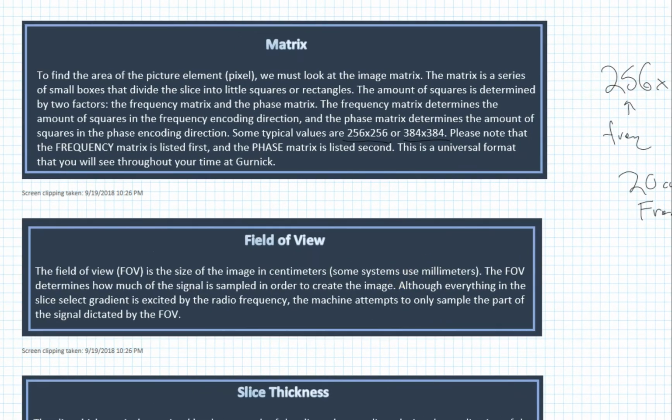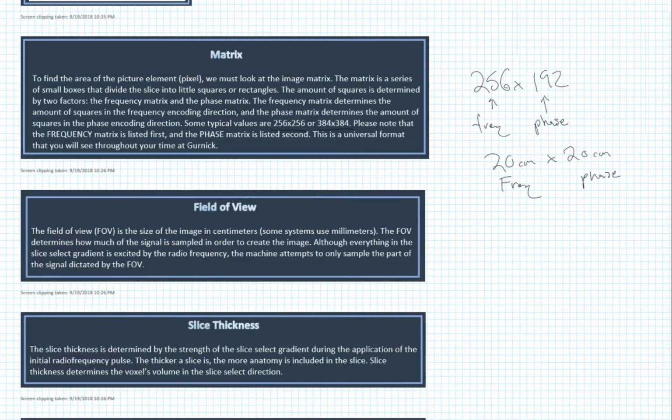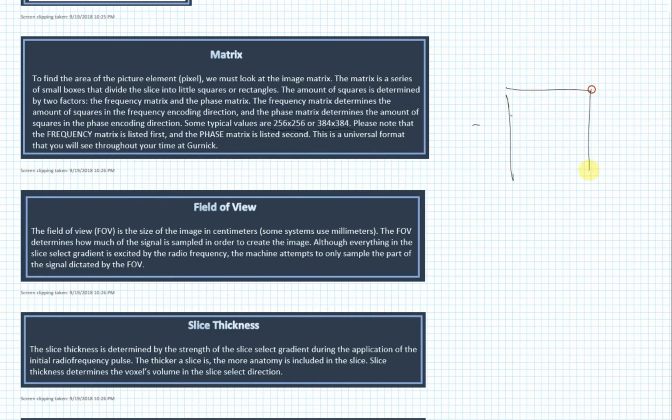The matrix relates to our field of view, the actual picture that we're looking at. If this was our field of view, the matrix is just how many blocks we're cutting this up into. If this is the frequency and this is the phase, and we were to have an image like this, we'd have 1, 2, 3, 4, 5 boxes in the frequency direction and 1, 2, 3 in the phase. Our matrix would be 5 by 3. Obviously, usually we're dealing with numbers well over 200, but this is just a quick, simple example.